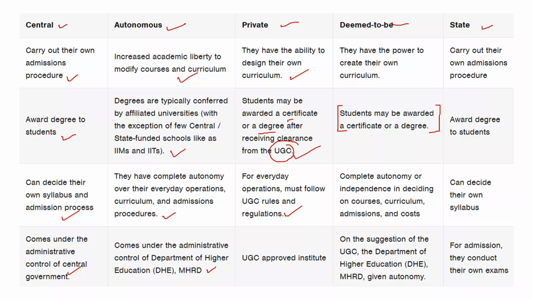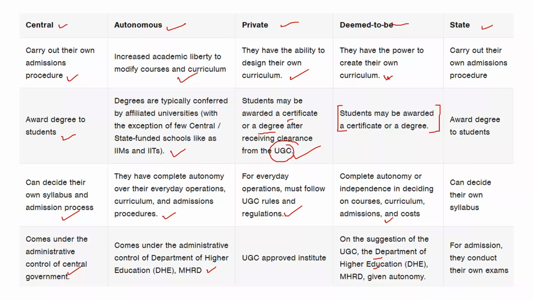UGC stands for University Grants Commission. UGC approved institutions are private institutes recognized and approved by the university. And what is a deemed to be university? They have the power to create their own curriculum, with complete autonomy and independence in designing courses, curriculum, admissions and cost. On the suggestion of the UGC, the Department of Higher Education gave autonomy to these universities.